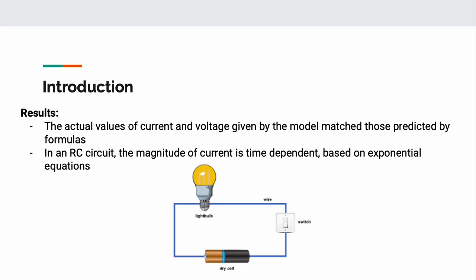The results of the lab. The actual values of current and voltage given in the model match those predicted by formulas. In an RC circuit, the magnitude of current is time dependent based on exponential equations.